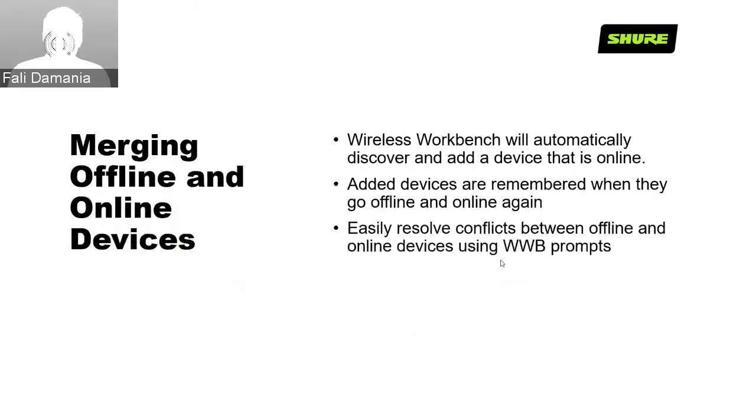Now, Wireless Workbench, like we saw the last time, will automatically discover and add a device that is online. You just need to connect your Cat5 cable, and in most cases, you're good to go. Added devices are remembered when they go offline and online again. So once the device is online and you've made some changes, once the network's back on, those devices will show exactly as they were. But on a first time basis, if that happens, you need to mitigate that by using the merge function.